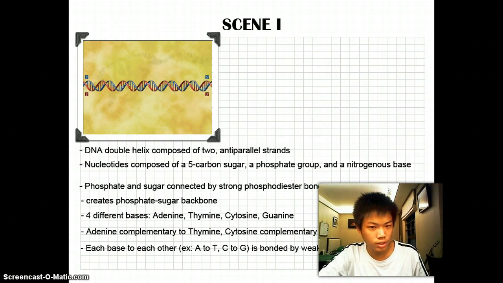There are 4 different types of nitrogenous bases, which you may know as A, T, C, and G. A, known as adenine, is complementary with T, or thymine. On the other hand, C, known as cytosine, is complementary with G, known as guanine. Each pair is bonded together by a weak hydrogen bond, which is weak in order for replication to occur, which I will explain later.